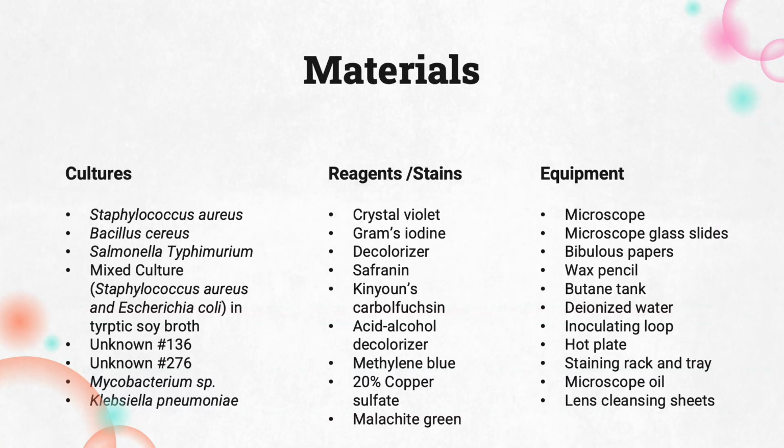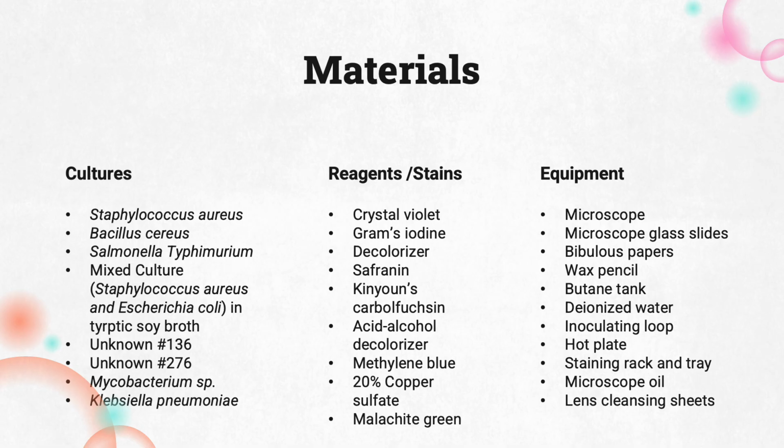The materials that we used throughout the whole lab included the following. For cultures, we used Staphylococcus aureus, Bacillus cereus, Salmonella typhimurium, a mixed culture, which included Staphylococcus aureus and Escherichia coli in tryptic soy broth, our unknown number 136, unknown number 276, Mycobacterium sp., and Klebsiella pneumoniae.